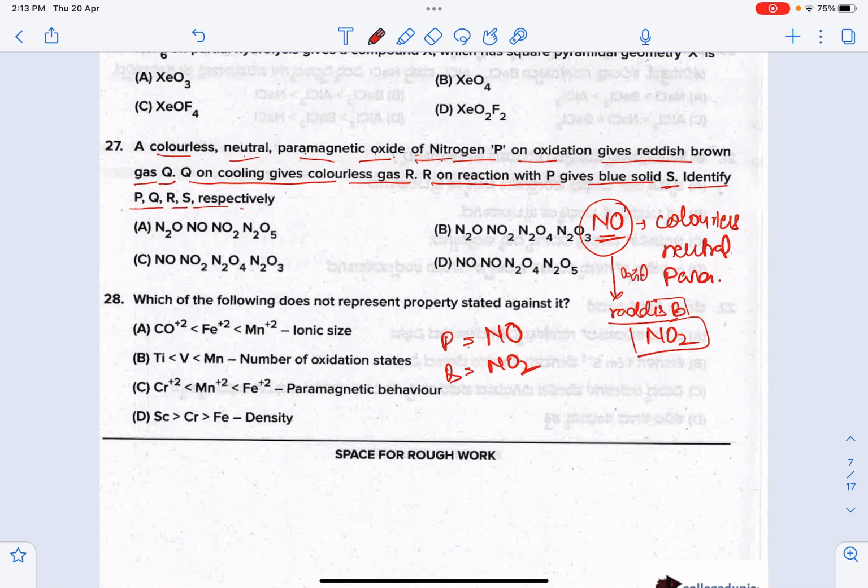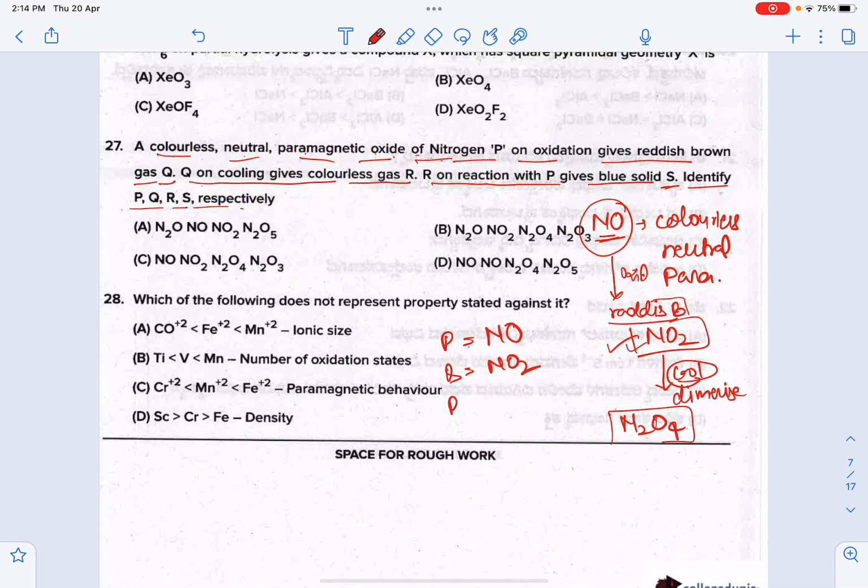Now it's again said that Q on cooling gives colorless gas R. That means if we cool down this NO2 gas, it dimerizes. It dimerizes after cooling and converts into N2O4, 2 molecules of NO2 forming N2O4. Okay, so this R gas will be N2O4.